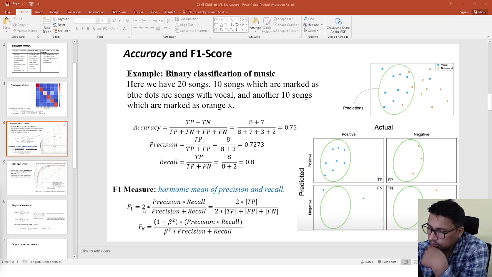Okay, we calculate the F1 score like this: 2 times precision times recall divided by precision plus recall, as you can see in this formula. And not only the F1, but we can make the F-beta score, F2, F3, F5, by adding this beta coefficient, like this one.